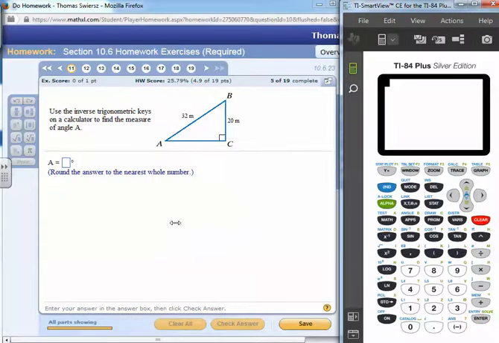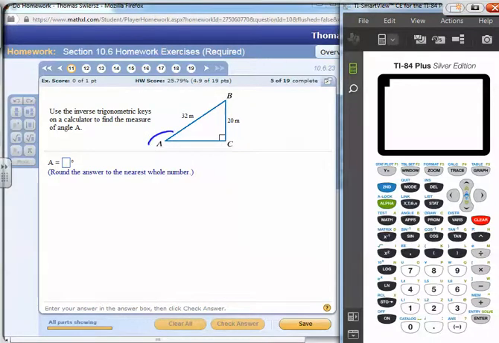Okay, now we need to use the inverse trig functions to find the angle. We need to find angle A, which is right here. With respect to angle A, this side, the 20 meters, is a leg, and it's opposite because it's not next to it, and the 32 is opposite the right angle, so it's the hypotenuse. The trig function that involves the opposite and the hypotenuse is the sine, right?